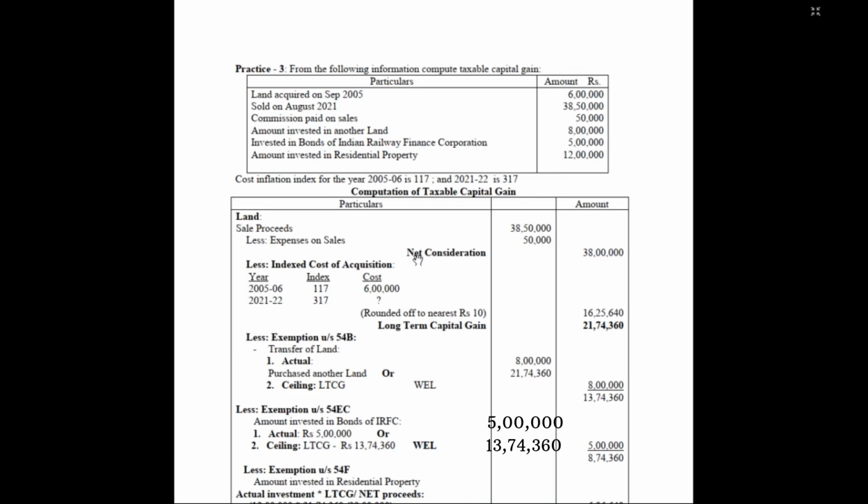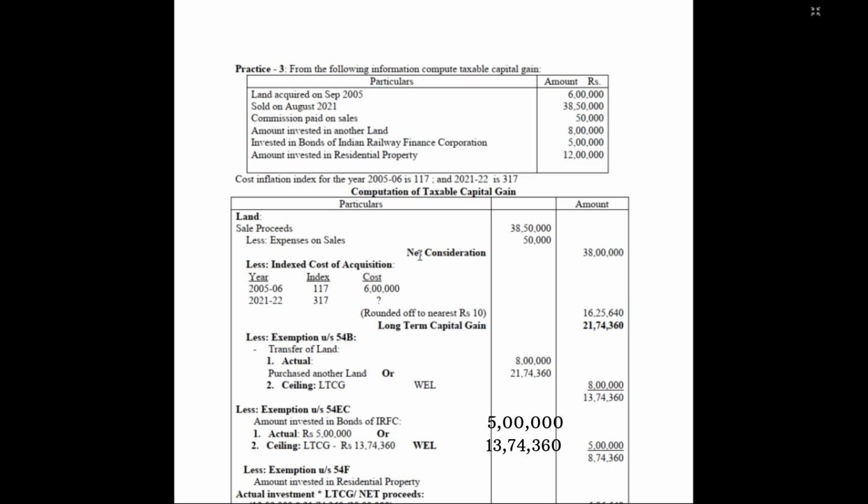Now let me go for practice 3. From the following information, compute taxable capital gain. Land acquired on September 2000. So in this problem, the capital asset is land. First of all, we must keep in mind which capital asset we sold during the current year. In the past, the previous two problems related to the residential house property. The third problem is related to the land.